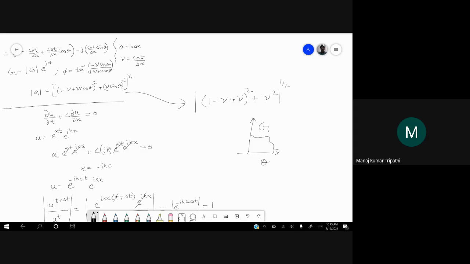Is it greater than 1 or less than 1? Can you find out from here? Is it greater than 1, less than 1, or sometimes greater than 1, sometimes less than 1? Please let me know in the chat window.